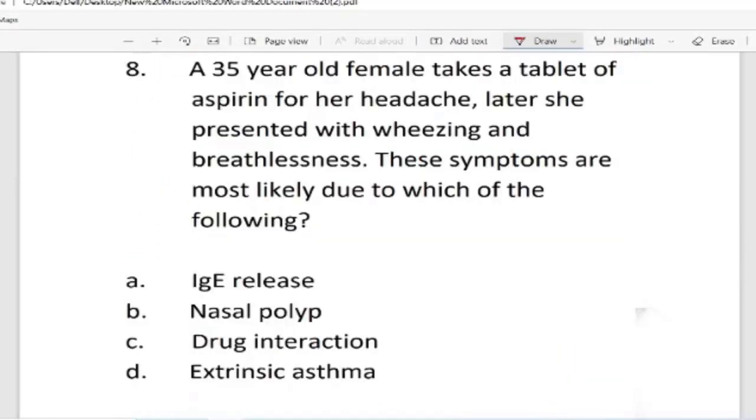Next question. A 35-year-old female takes a tablet of aspirin for her headache. The patient was having a headache, so she took a tablet of aspirin. Later, she presented with wheezing and breathlessness. The patient was having discomfort in the chest with a wheezing sound and difficulty in breathing. Breathlessness means the patient got an asthma attack. So on taking aspirin, the patient was having asthma symptoms.